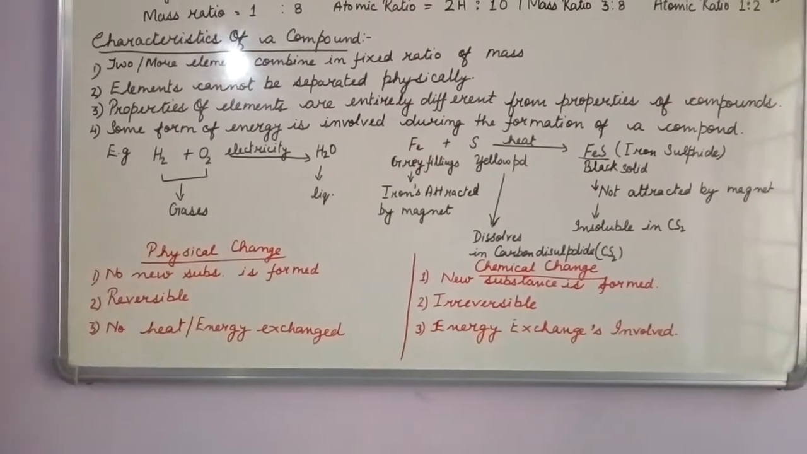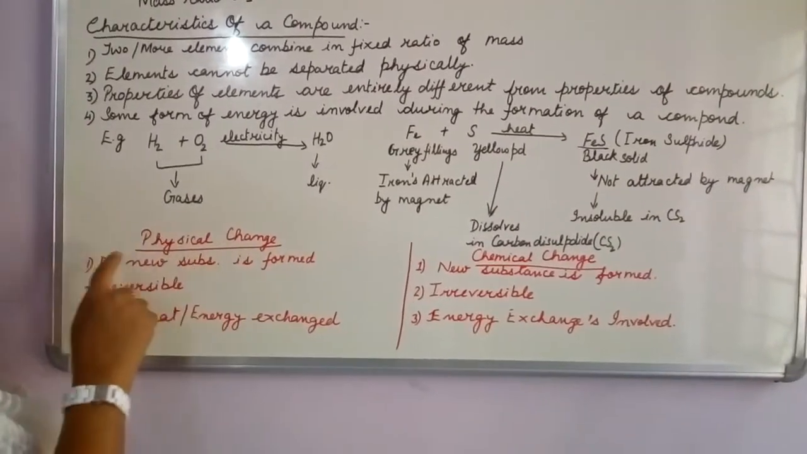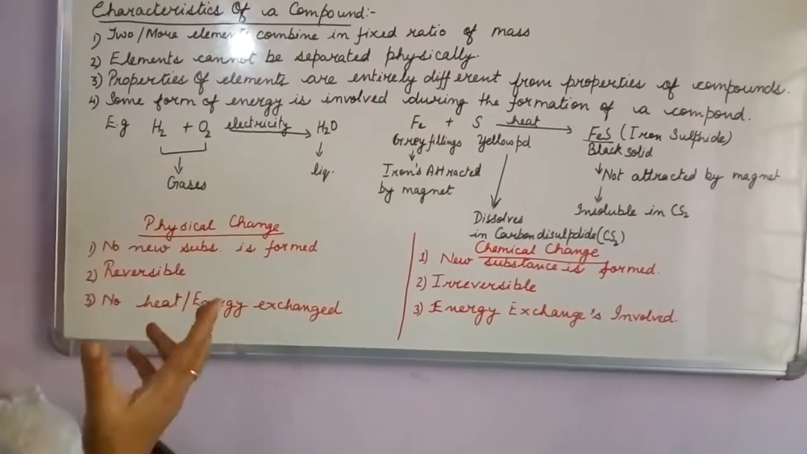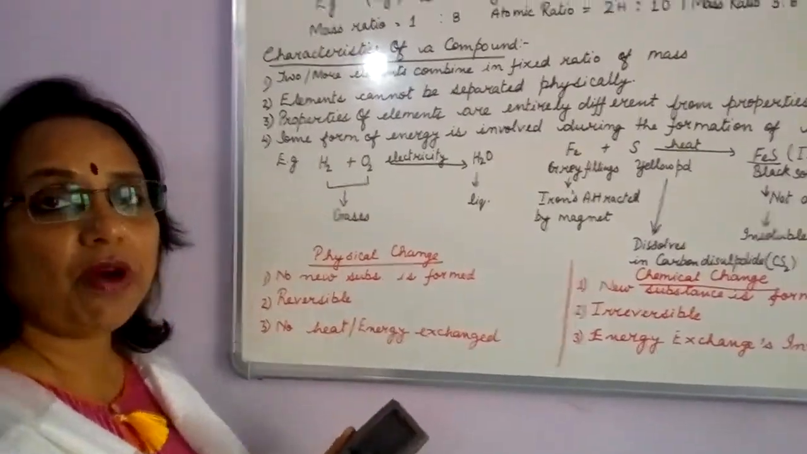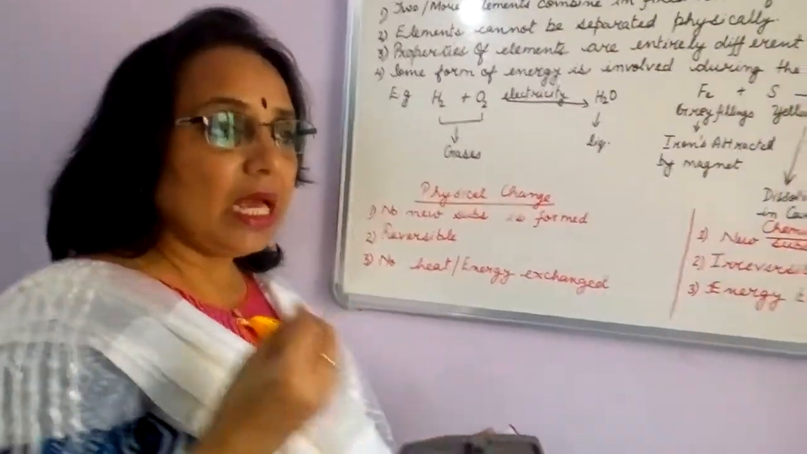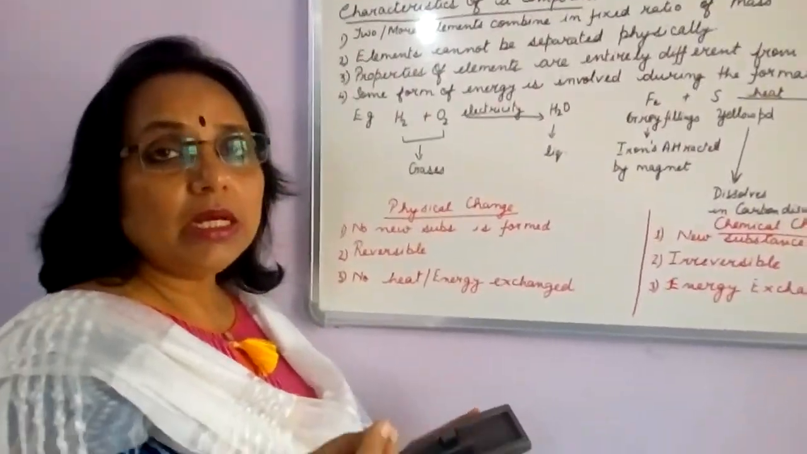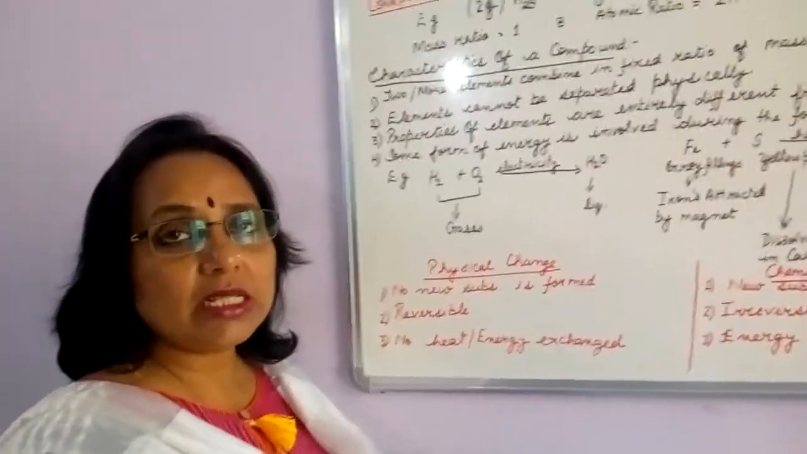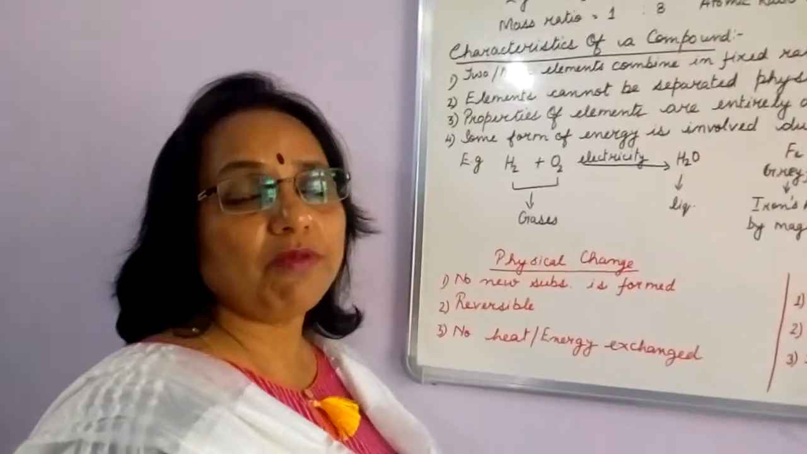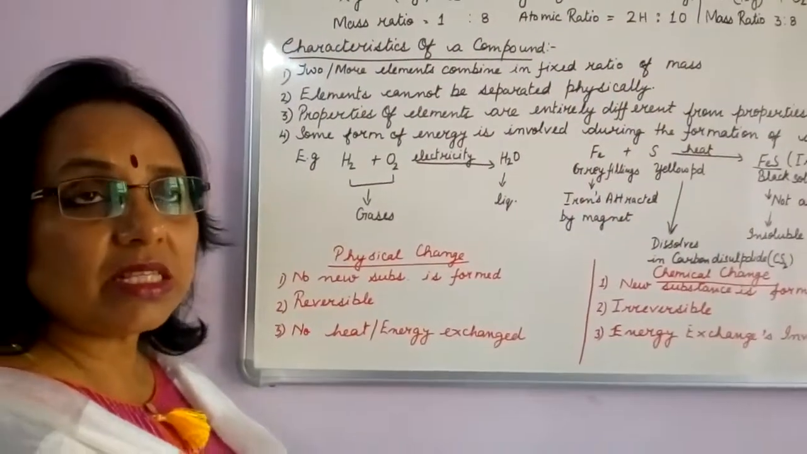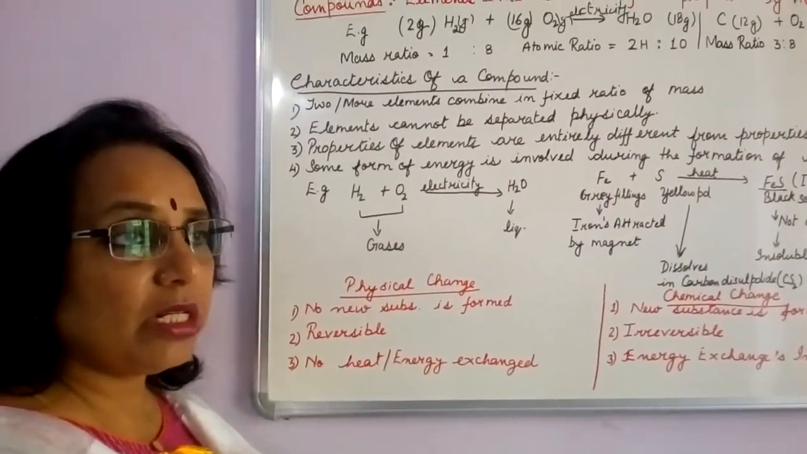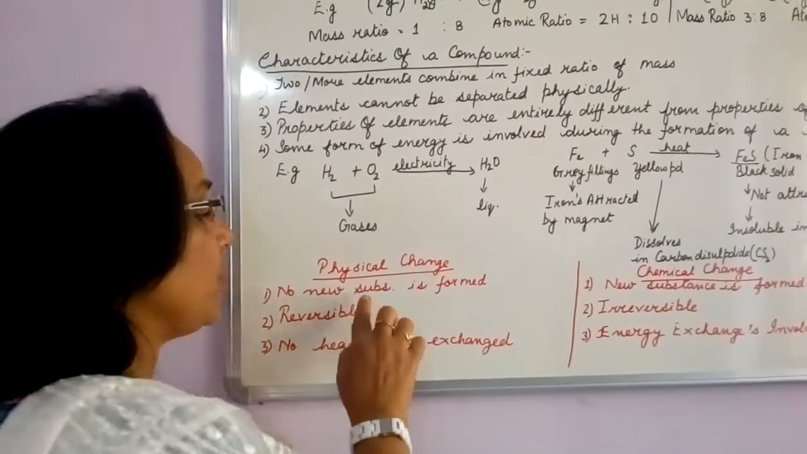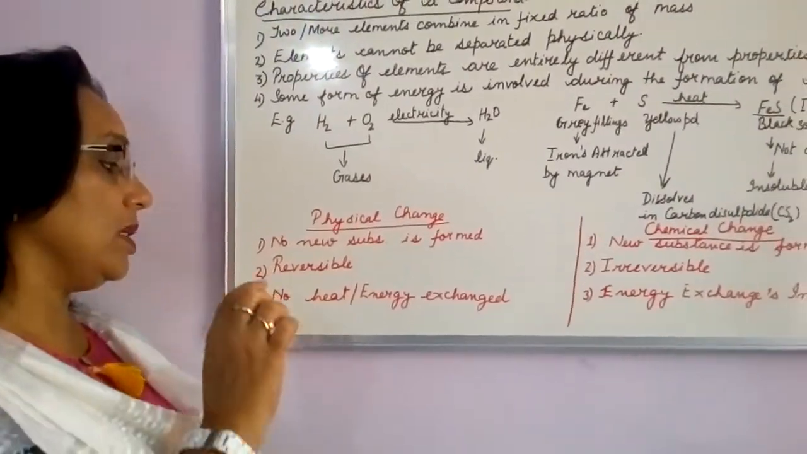What is the difference between the two? Physical change is the one where no new substance is formed. For example, melting of ice. Whenever we are melting ice, the solid form of water is getting converted into the liquid form of water. So the water remains there, intact. There is no new substance formed, so we say it is a physical change.